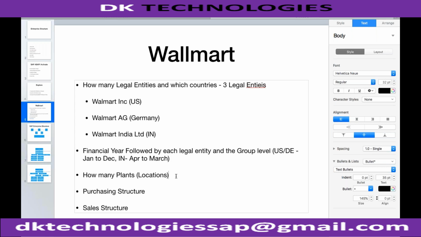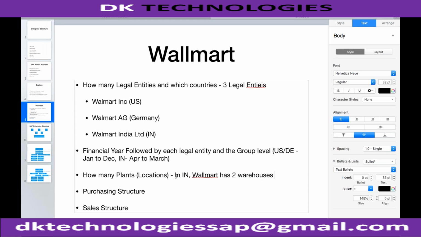How many plants? Let's assume they have given you the requirement, but I'm just putting in India. So for India, Walmart has 2 warehouses.